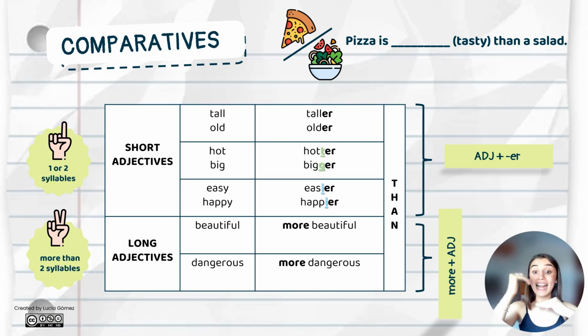Y en cualquiera de estos casos, tanto con los cortos o con los largos, visto que estoy comparando una cosa A con una cosa B, voy a poner than, que equivaldría a ese que en español.